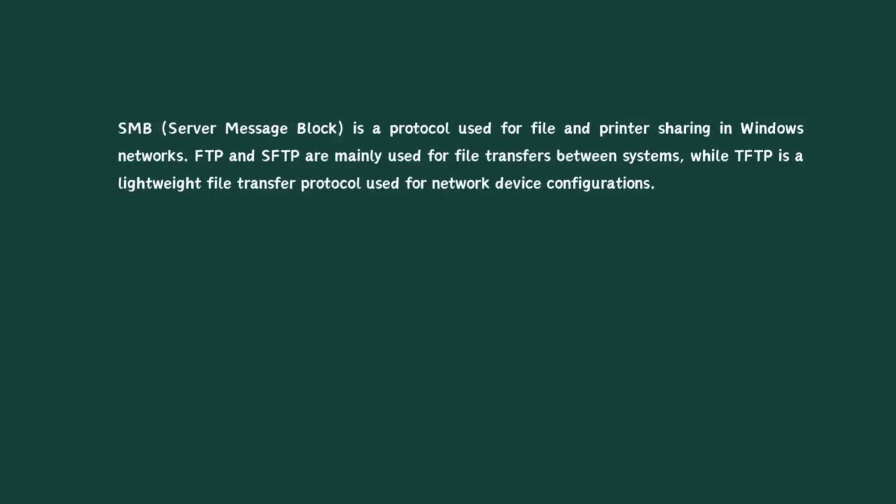SMB, server message block, is a protocol used for file and printer sharing in Windows networks. FTP and SFTP are mainly used for file transfers between systems, while TFTP is a lightweight file transfer protocol used for network device configurations.